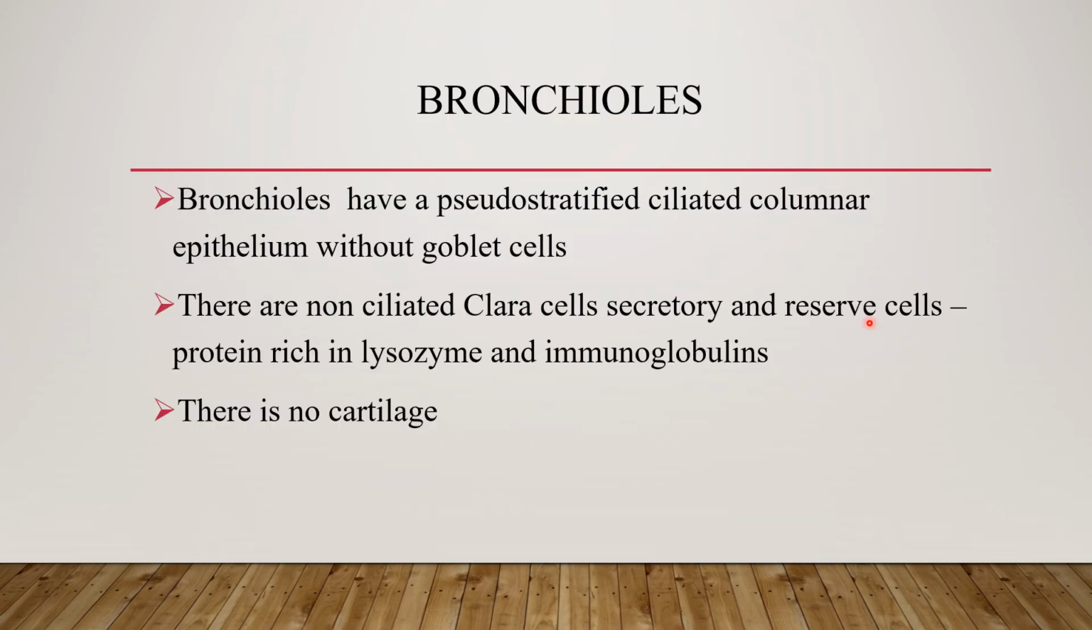Coming to the bronchioles. Bronchioles have a pseudostratified ciliated columnar epithelium, but the difference is that they do not have any goblet cells. There are non-ciliated Clara cells present which have a secretory and a reserve cell function. They secrete a protein which is rich in lysozyme and immunoglobulins, and here again cartilage is absent. So the differences are that goblet cells and cartilage are absent in the bronchioles.